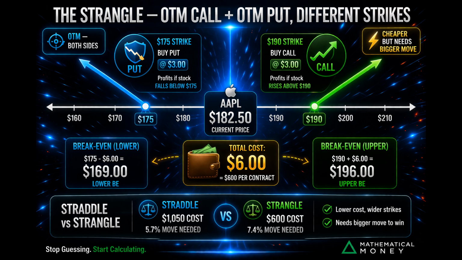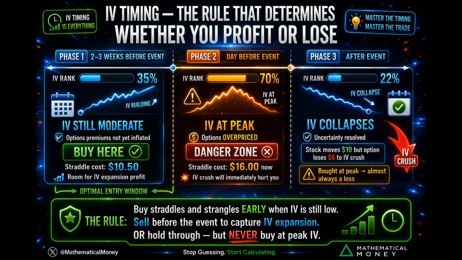But lower cost also means a larger required move. The stock must travel further in either direction to reach break-even, because you start from strikes that are already away from the current price. The straddle concentrates at the money with higher premium and lower required move. The strangle spreads out of the money with lower premium and higher required move. Both profit from large moves in either direction. The choice between them depends on how large you expect the move to be and how much premium you are willing to pay.